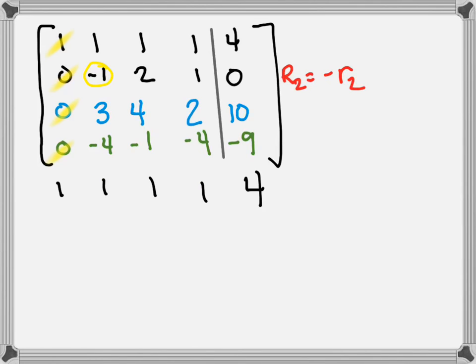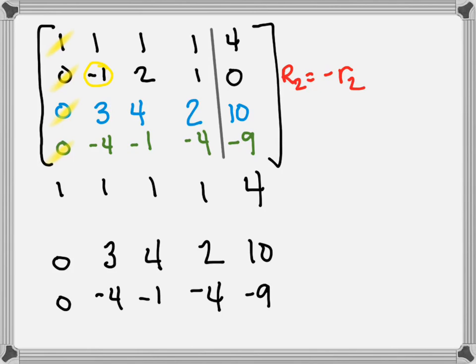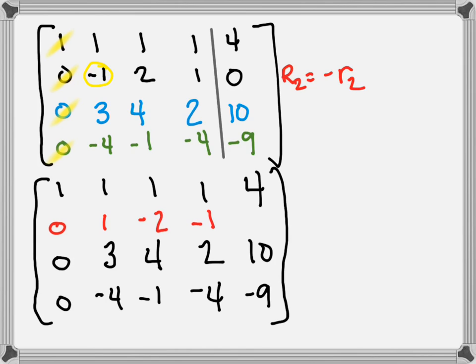My first row is not changing. My third row is not changing. My fourth row is not changing. 0 times negative 1 will stay 0. Negative 1 times negative 1 is 1. 2 times negative 1 is negative 2. 1 times negative 1 is negative 1. And 0 times negative 1 is 0. So this is our new resulting matrix.